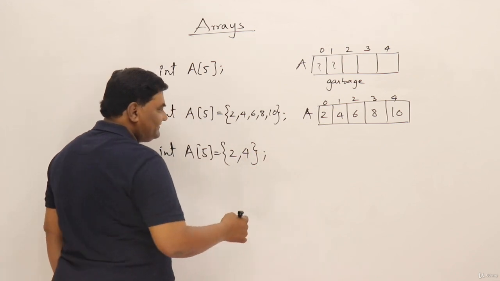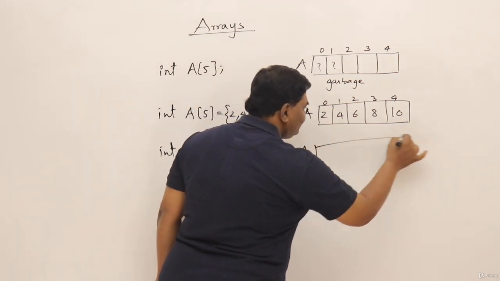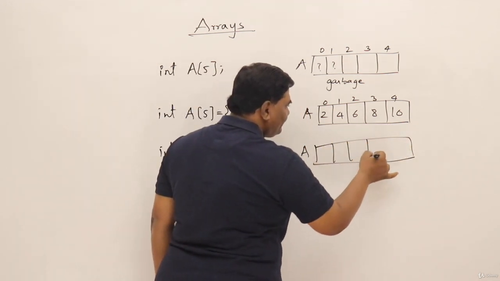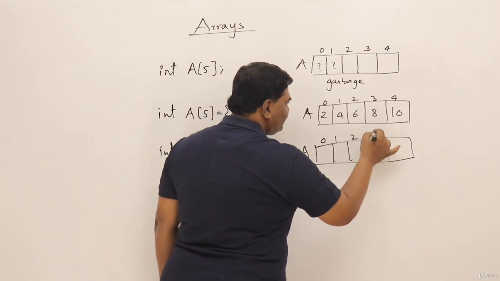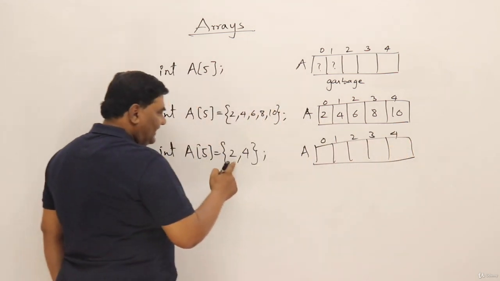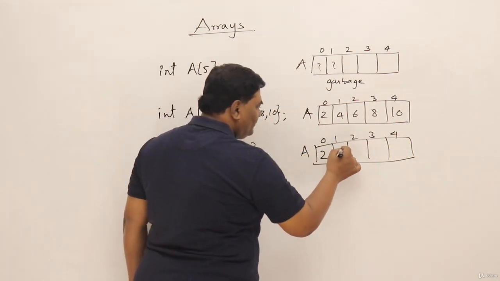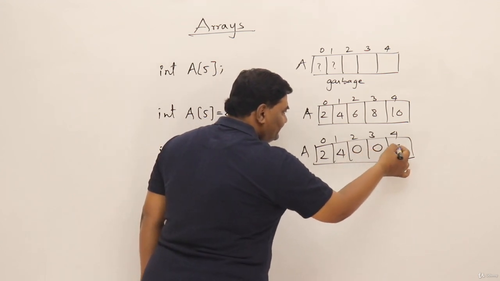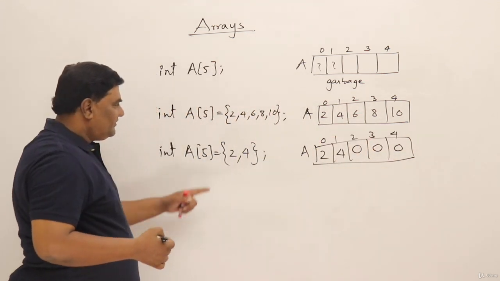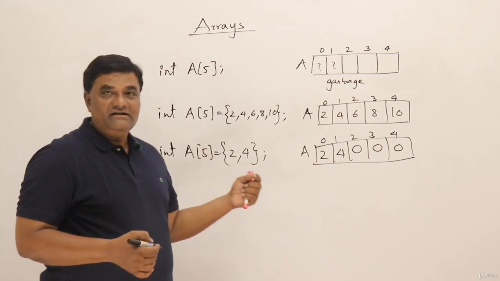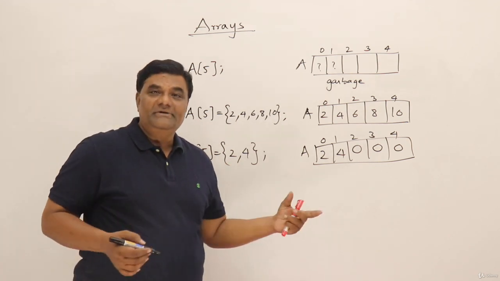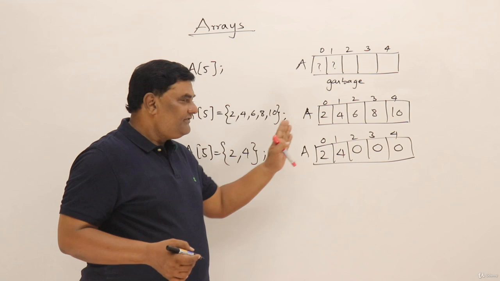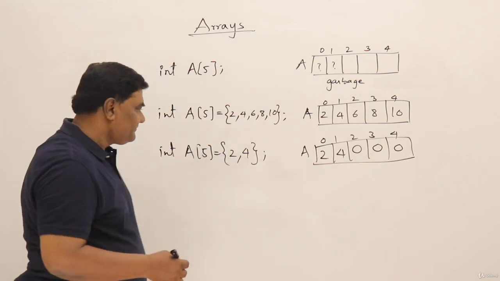values you want to initialize, then an array of size 5 will be created with the indices 0 to 4. As only two values are mentioned, so only 2, 4 will be initialized and the remaining elements will be initialized with 0. Because once the initialization process starts, it will try to initialize all the elements. So remaining values are not given, so it will initialize them with 0.